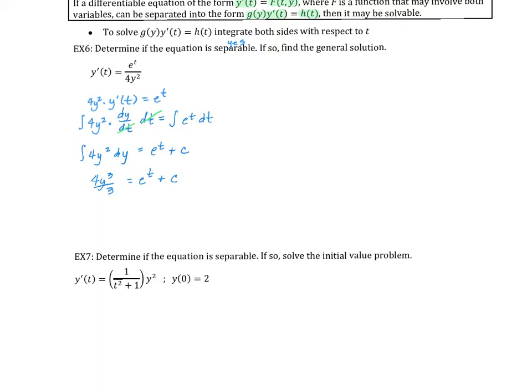I'm almost done. To solve this differential equation explicitly, I have to solve for y, get the y by itself. I'm going to multiply both sides by 3/4 to get y cubed equal to 3/4 times e to the t plus c, and then simply cube root everything. And this is the solution.